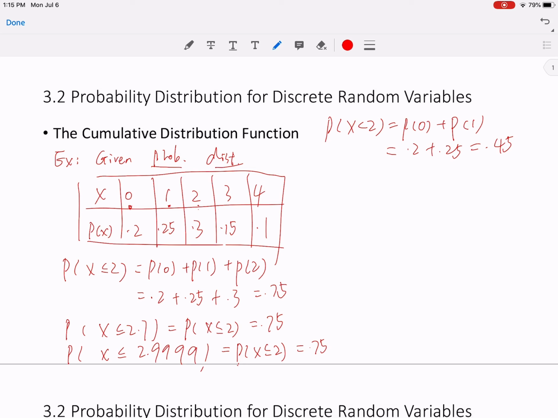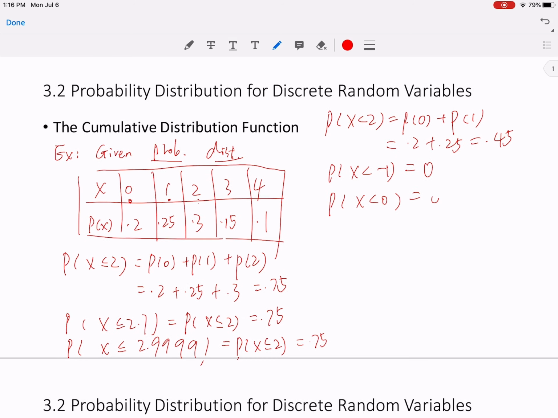And then what is the probability of x less than -1? Same thing, we need to see what values are less than -1 in the probability distribution. Do we have anything less than -1? I don't think so. Since we have no number less than -1, the probability of x less than -1 is equal to 0. And what is the probability of x less than 0? Same thing, we have nothing less than 0, so this will be 0 as well.